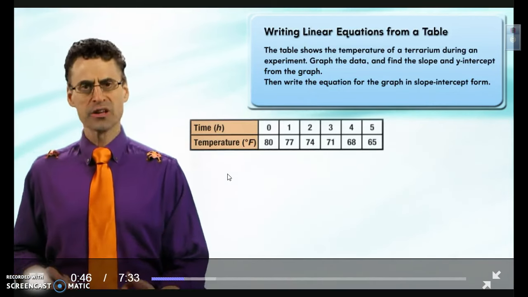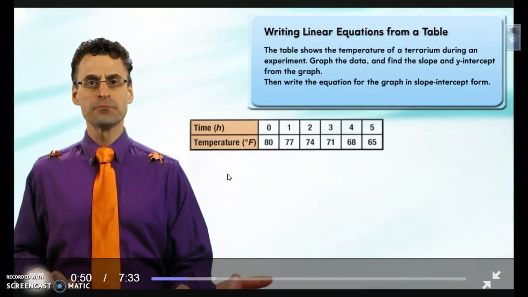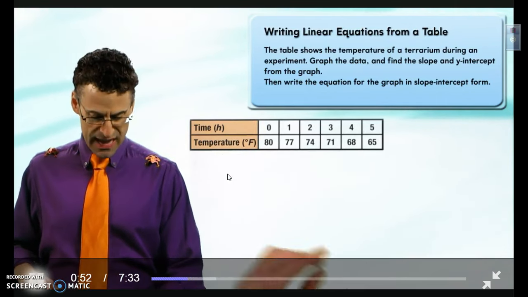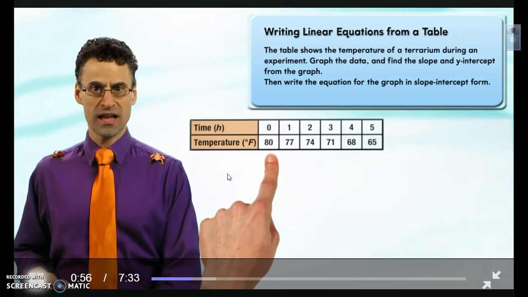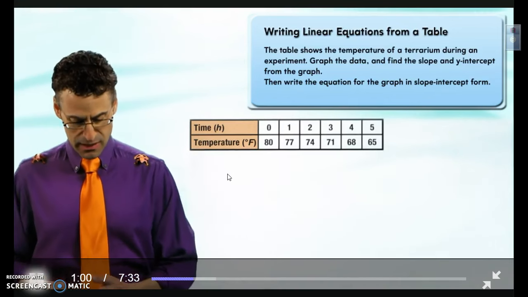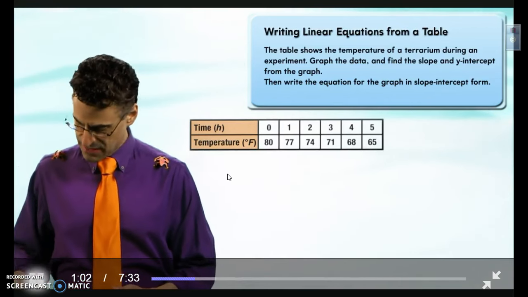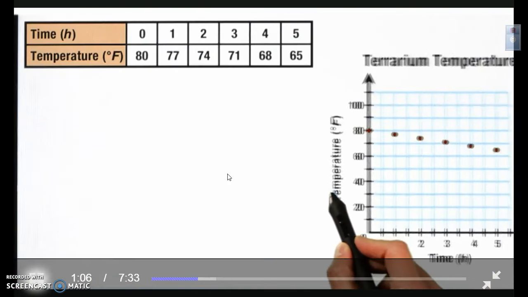Now, remember how we're going to plot points. The time is always going to be on the horizontal axis, and the other unit, in this case temperature, will always be on the vertical axis. Time is thought of as being the independent variable, and the temperature is the dependent one. So, if we were to graph these points, it would look something like this.